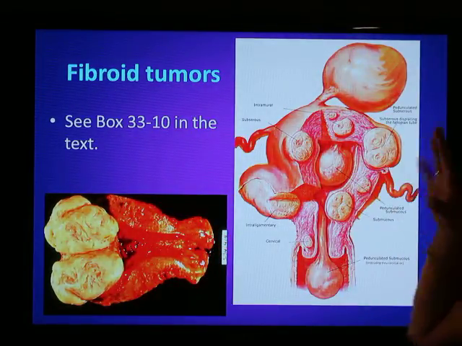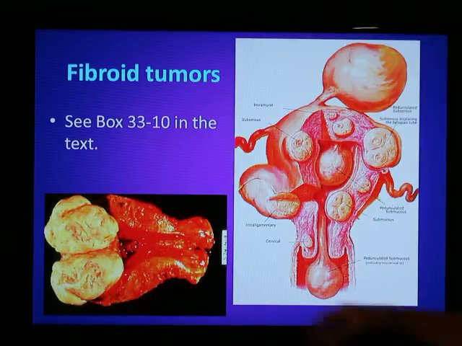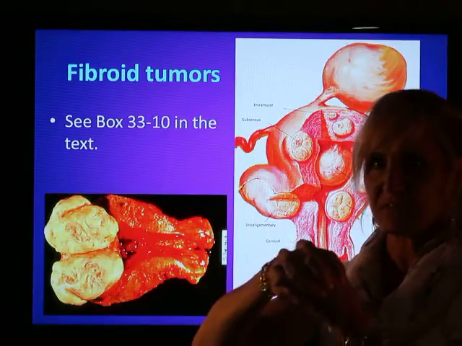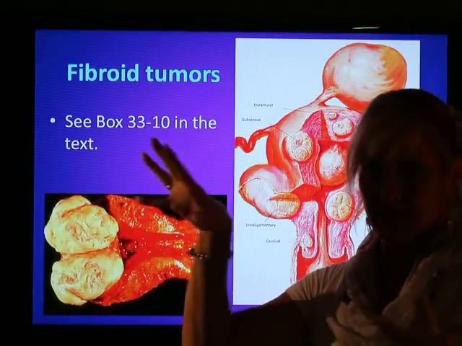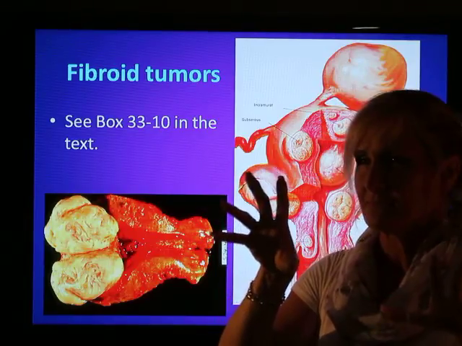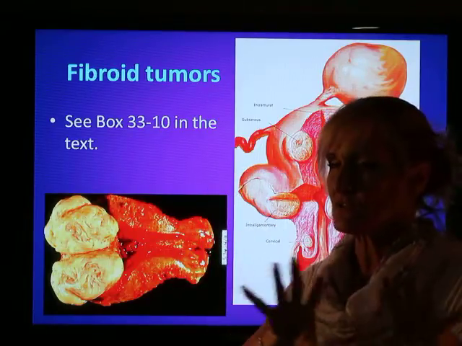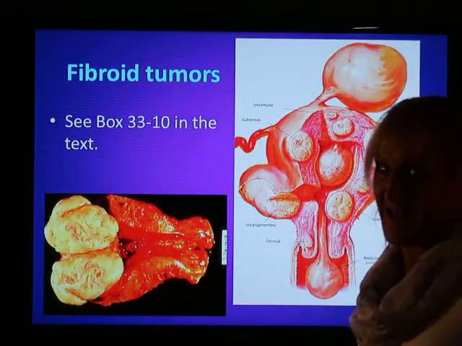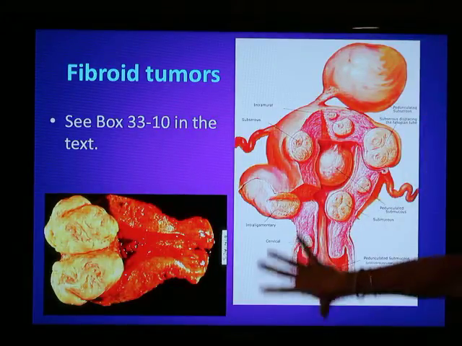Fibroid tumors are not malignant tumors, and the way that you can tell, for one reason, is they just look like big massive balls, but they're not ugly. They're not like a cancerous thing that just looks bloody, purpley. I'm going to show you some pictures of that. Nonetheless, they can create a lot of problems. And they can grow anywhere.